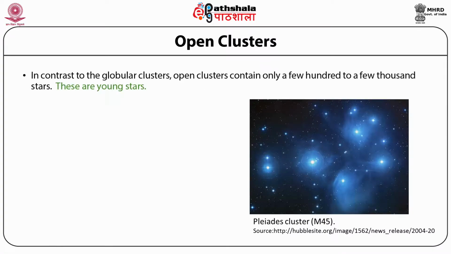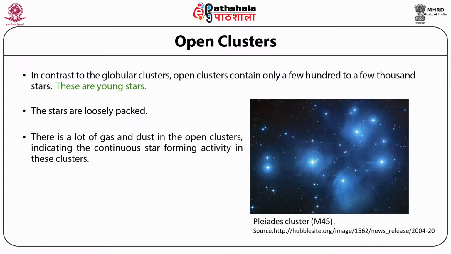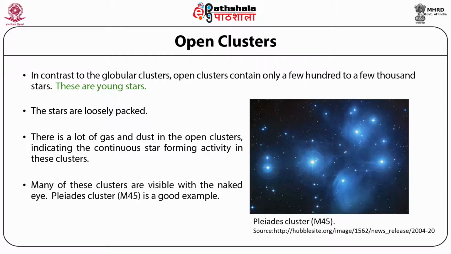In contrast to the globular clusters, open clusters contain only a few hundred to a few thousand stars. These stars are called young stars. The stars are loosely packed. There is a lot of gas and dust in the open clusters, indicating continuous star-forming activity in these clusters. Many of these clusters are visible with the naked eye.